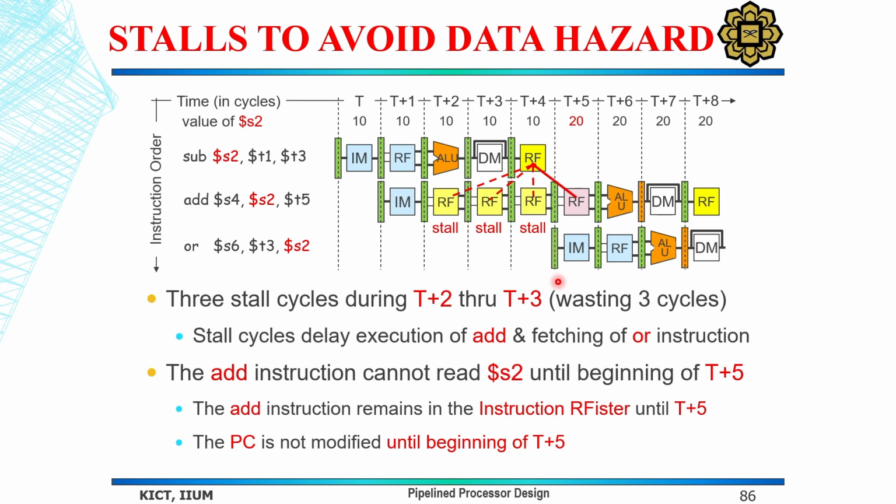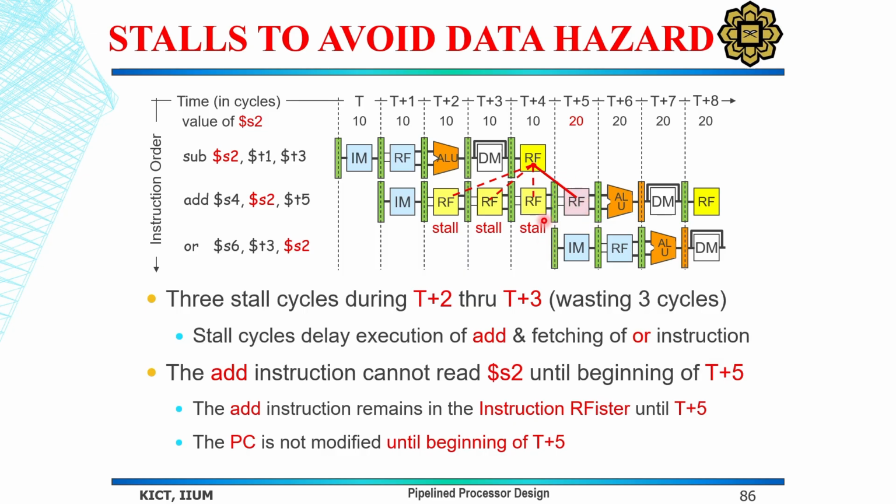So here, instruction decode for the first instruction and fetch for the third instruction will come in during the same cycle. By doing the stall, the program counter is not modified until the beginning of T plus 5. So what does this mean? It means the next instruction is not going to be fetched. It will only be fetched here in T plus 5.